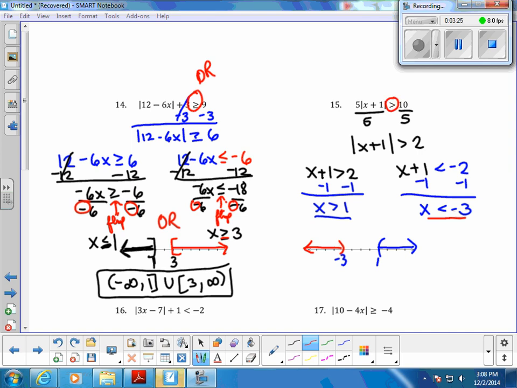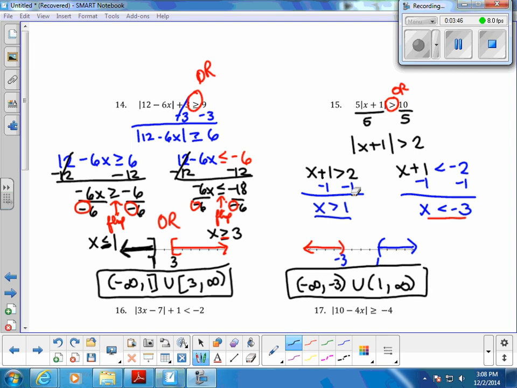The original problem points to the right, so it's going to be an or. Or says if it was ever colored, we're going to name that as part of the answer. So negative infinity to negative 3 union 1 to infinity. Yes, the order matters and you must name your interval notation. This is interval notation from the left to the right as you read it.